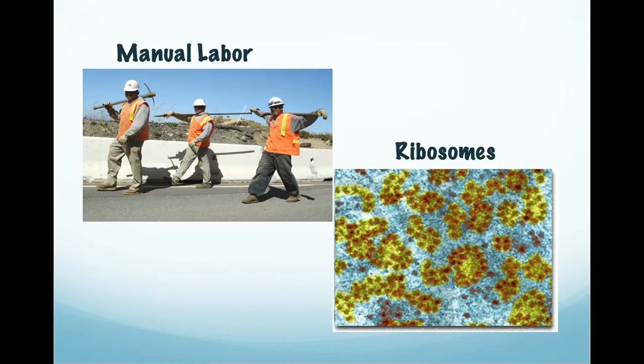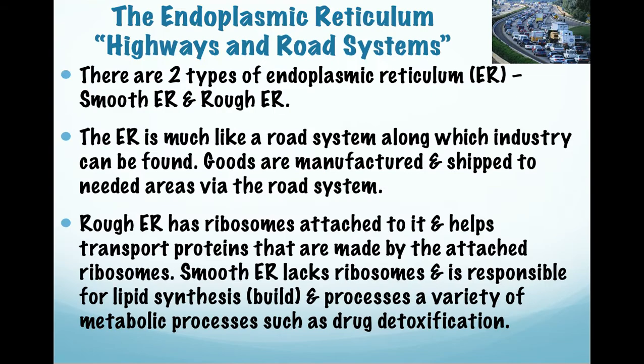The little dots that you see in any cell image are your ribosomes. When we talk about our endoplasmic reticulum, you will see that ribosomes are attached to it. In our endoplasmic reticulum, we have two: a smooth ER and a rough ER. The rough ER has those ribosomes attached to it. The smooth ER does not have any ribosomes.